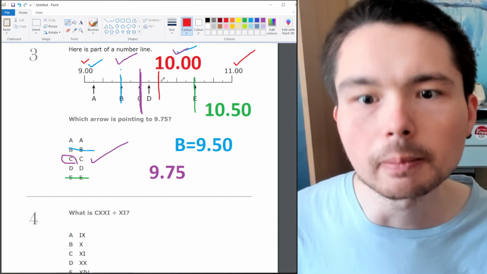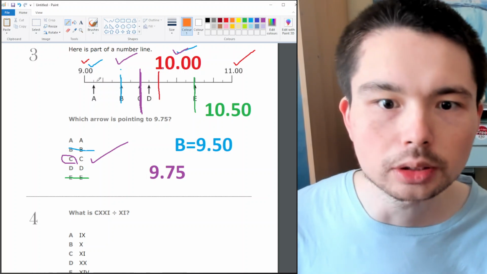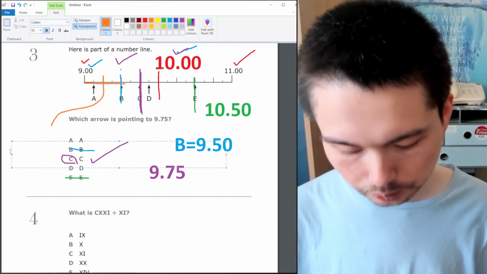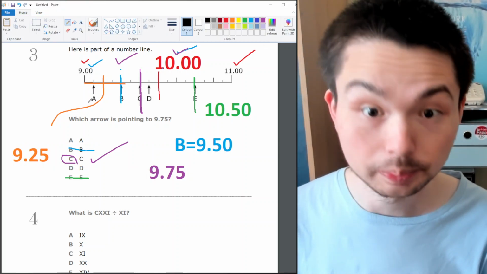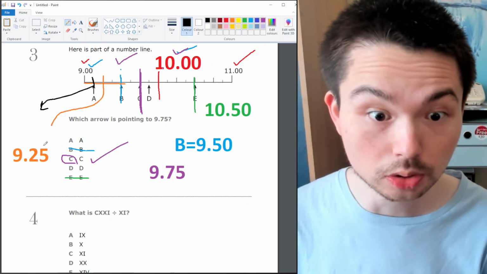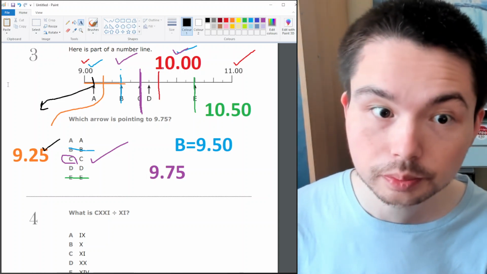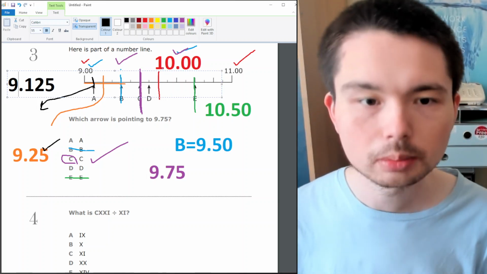What are we going up in? Is it something nice? That's £9.50. So here, you can go halfway again. Let's go orange. That is £9.25. So the really difficult one, you could say, is A. Here, what's half of 25? 25 divided by 2 is 12.5, so 0.125. So really, A will be 9.125.